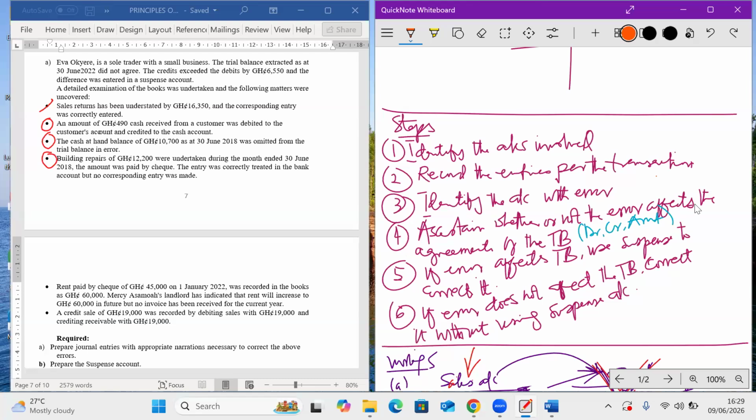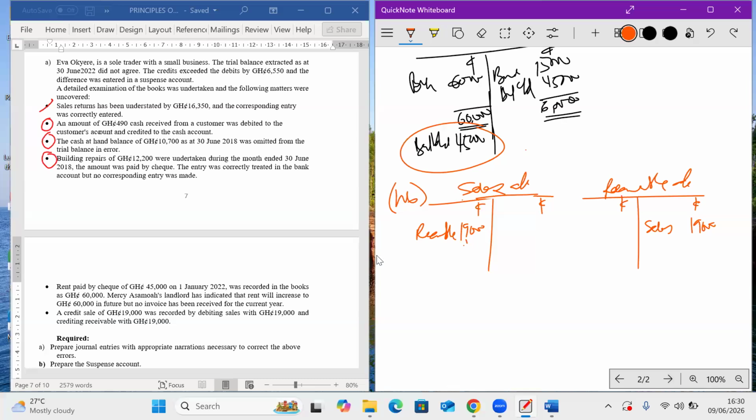Ascertain whether or not the error affects the agreement of the trial balance. The error, does it affect the agreement of the trial balance? No. Hey, are there only two people in the class? No. Why no? The amount is the same.